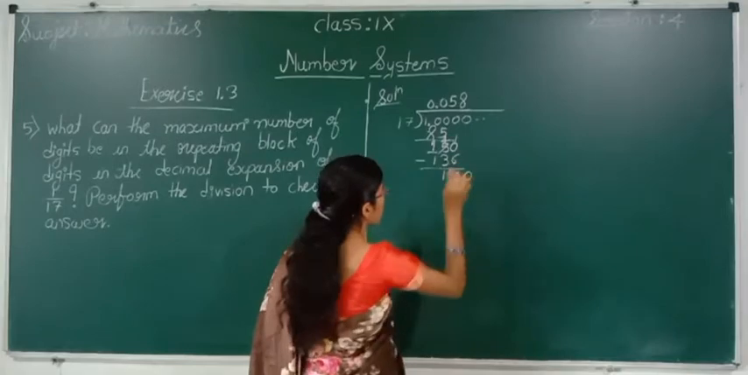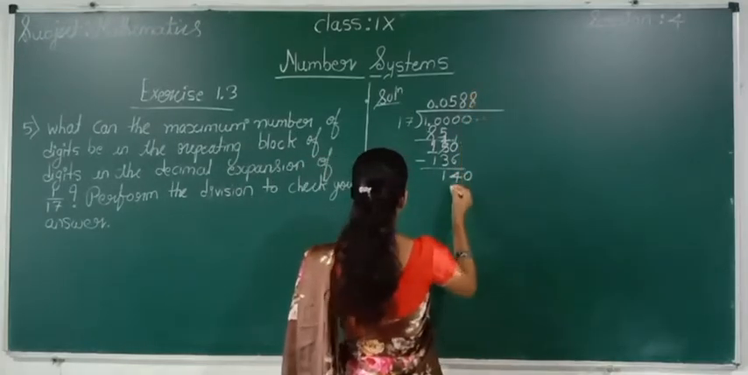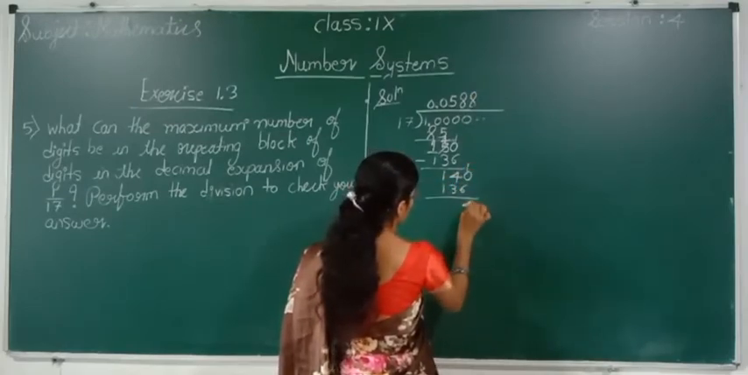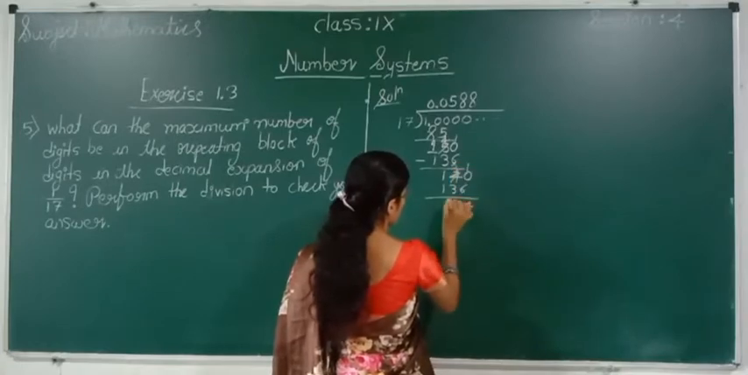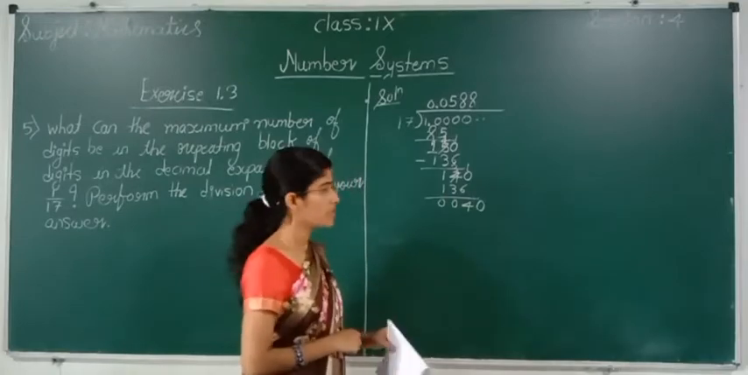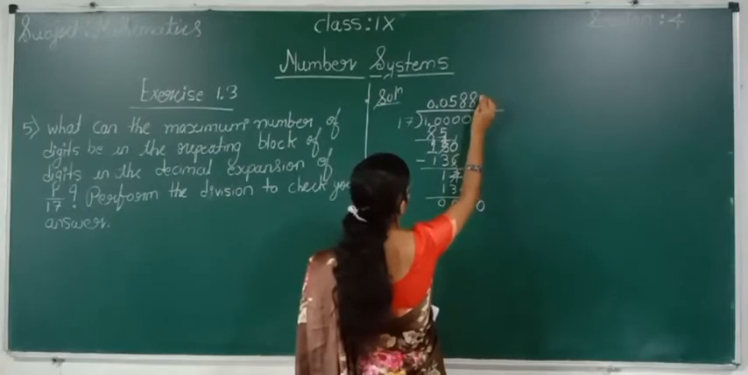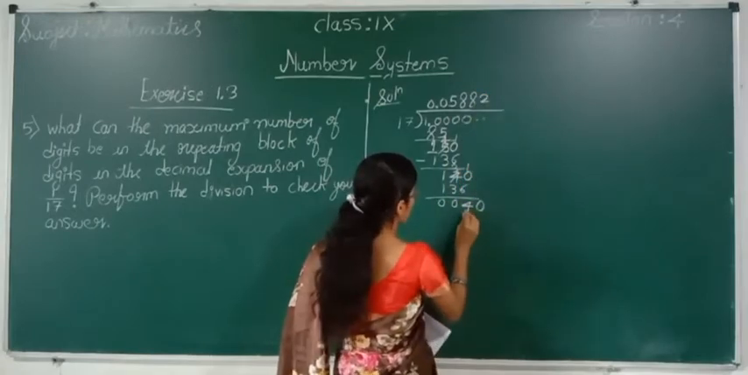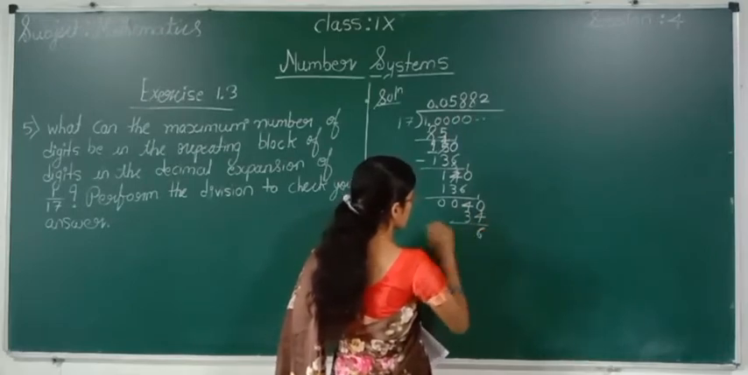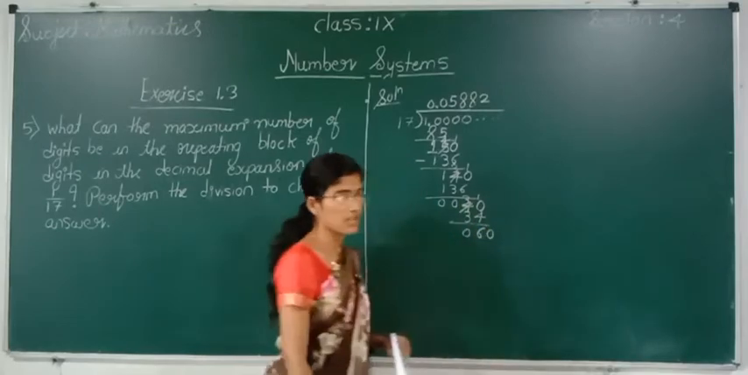Now it will become 140. Again 17 8s are 136. Now 10 minus 6 is 4, 3 minus 3 is 0, and here 0. Now it will become 40. Okay. 17 3s are 51. 17 2s are 34. 10 minus 4 is 6 and 3 minus 3 is 0. Now it will become 60.